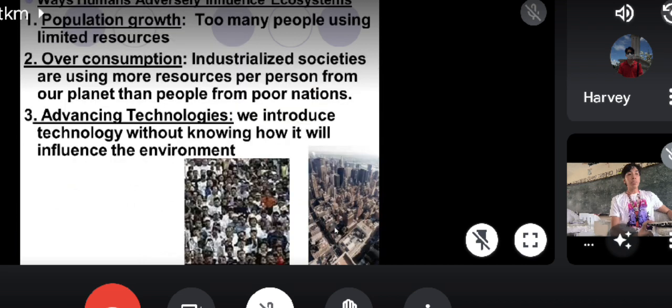Ways humans adversely influence ecosystems. The first is population: too many people using limited resources. Second is overconsumption. Industrialized societies use more resources per person from our planet than people from poor nations. Third is advancing technologies. We introduce technology without knowing how it will influence the environment.